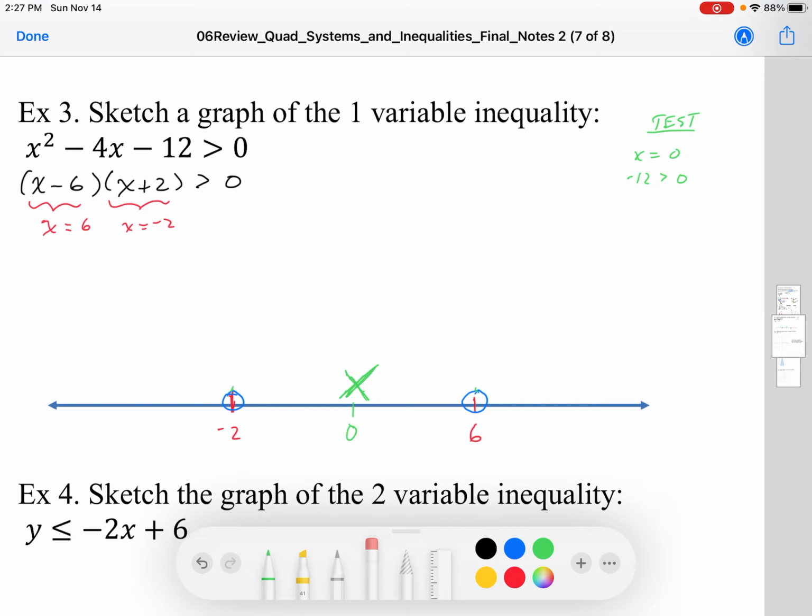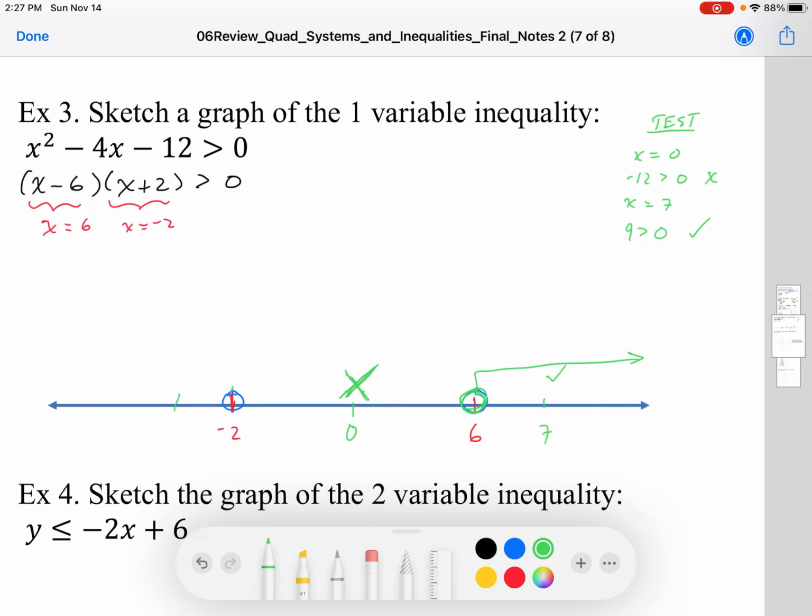I should test some number out here. So I'm going to test maybe 7. So x equals 7. When I plug 7 in, I'm going to put it in the factored form. I'm going to have 1 times 9. So I'm going to have 9 is greater than 0. So that is a check. So we know that that is part of the solution. So it's got to go this way. That's my boundary point. It's going to go to the right.